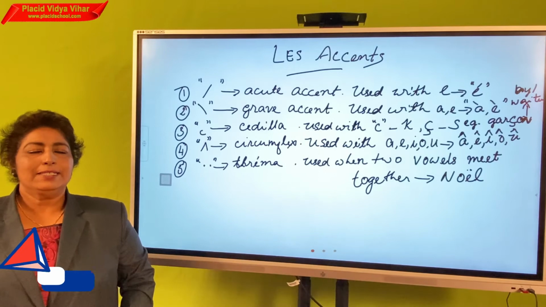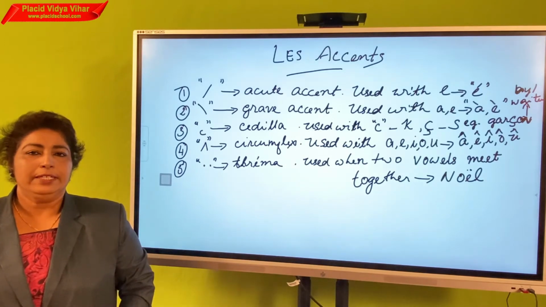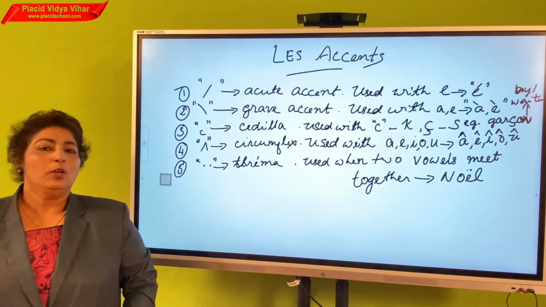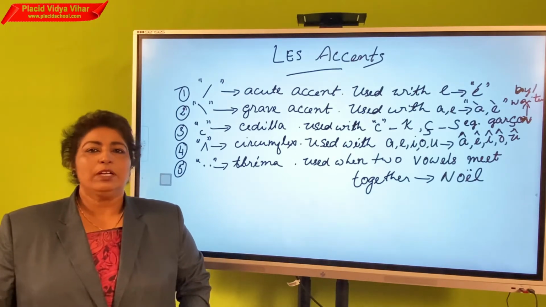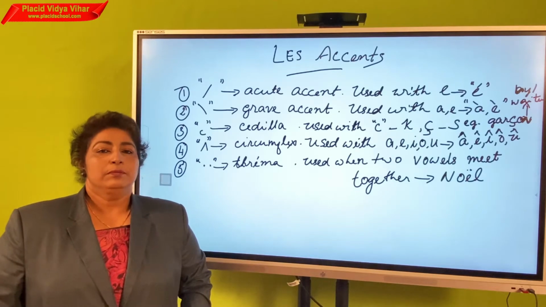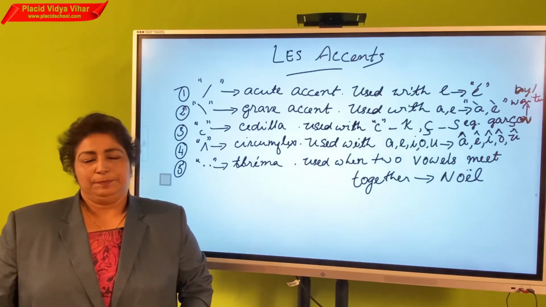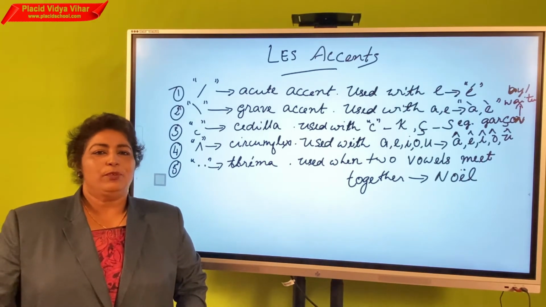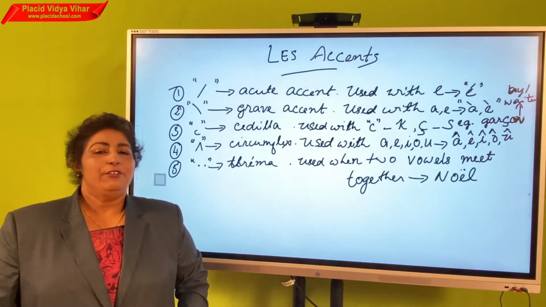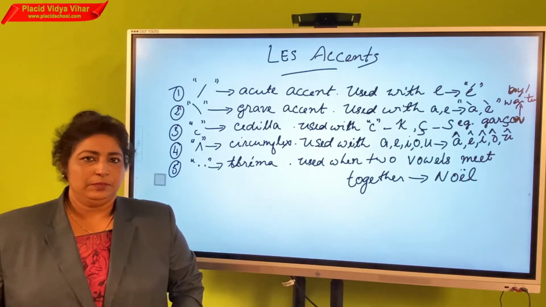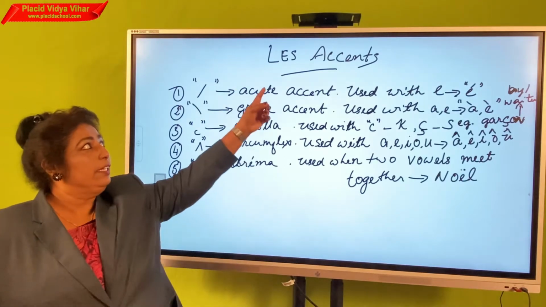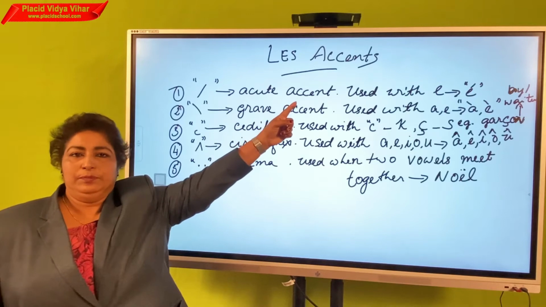In the last class, we studied the alphabets, and I hope you did the work which I gave you. It was a small homework of writing your name and spelling it. And I told you with the alphabets you can see 5 accents here and there. You should know where to use which accent. So today we study les accents.